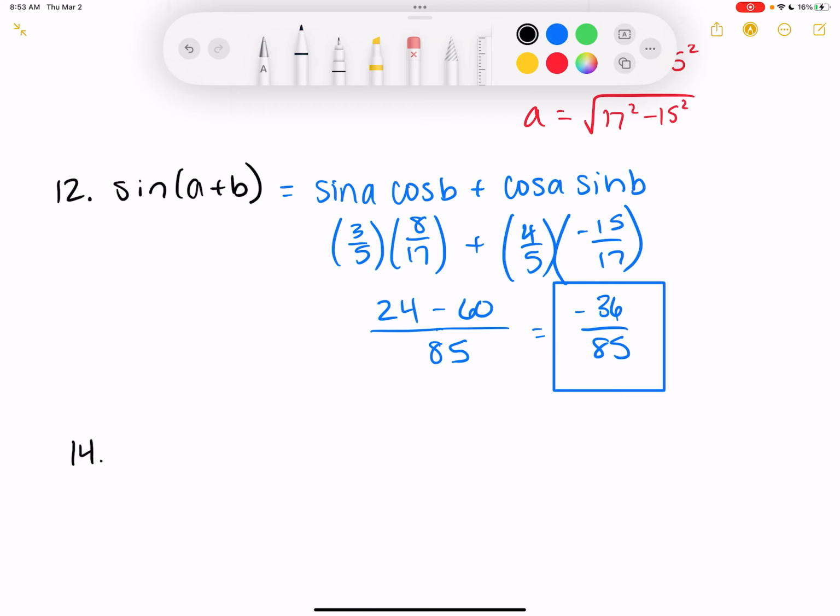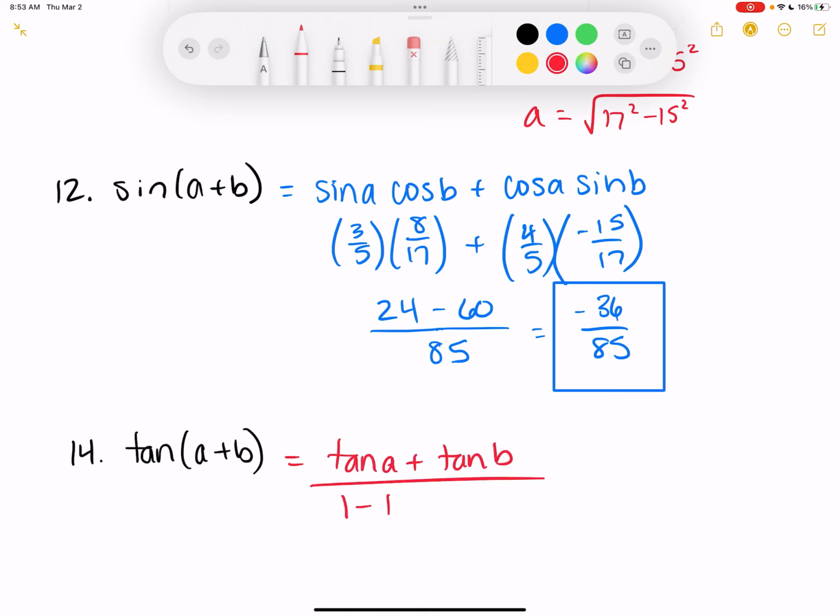All right, so tangent obviously is still going to be a little bit more difficult. So let's look at that one. Tangent of A plus B. And I say more difficult just because it's always going to be a fraction, and by default, a fraction over a fraction. So the formula for tangent is what? Tangent A plus tangent B over 1 minus tangent A times tangent B.